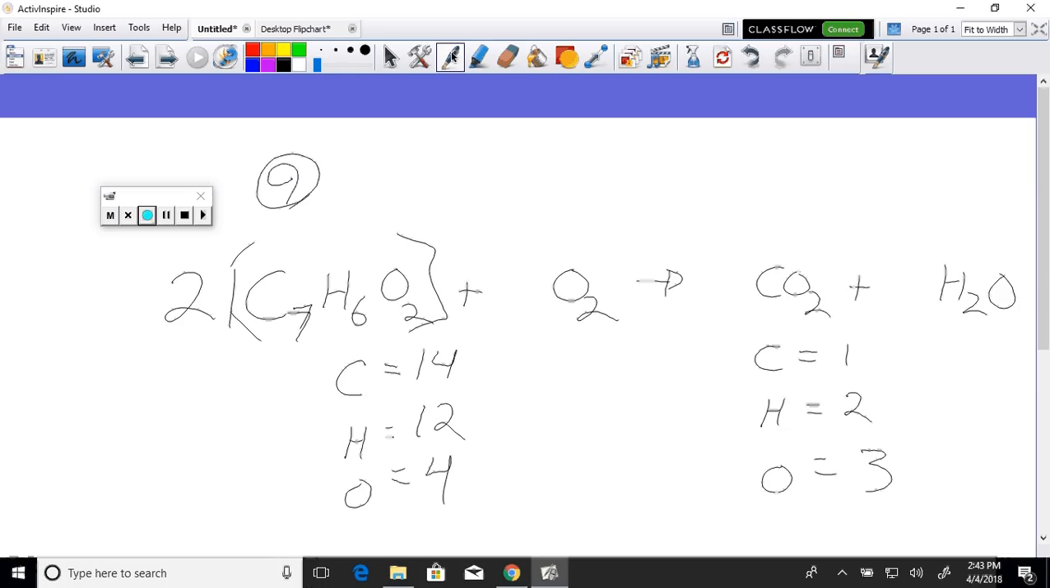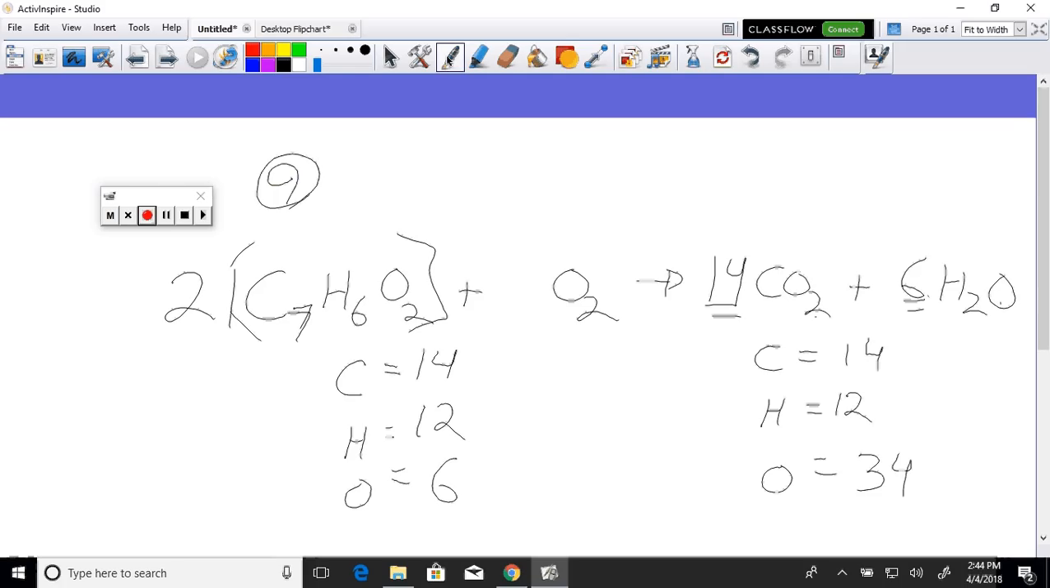Now oxygens, the total number on this side, 4 plus 2 becomes 6. Over here, we now need 14 carbons, don't we? And now the number of hydrogens is 2. Well, we've got to fix that, don't we? We need 12. So we've got to put a 6 in front of this thing, so that's 12. And now look what happened to the oxygens. 2 times 14 is 28, plus 6 more is 34.